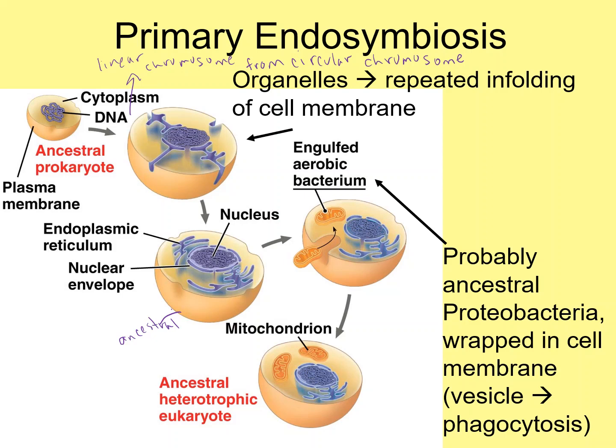Okay. So here's our ancestral heterotrophic eukaryote. He doesn't make his own food. He ingests other organisms or organic matter, and then breaks it down. So at one point, he engulfed, which essentially equals ingested, basically ate it, by a process called phagocytosis.